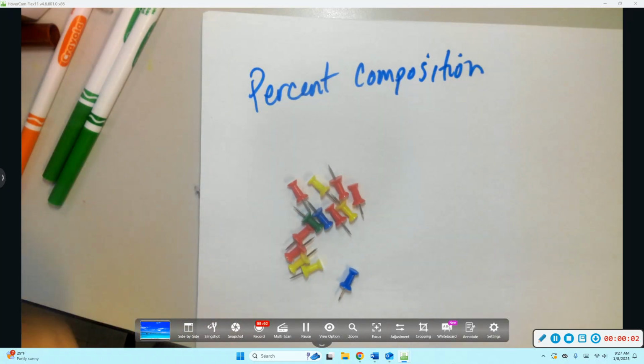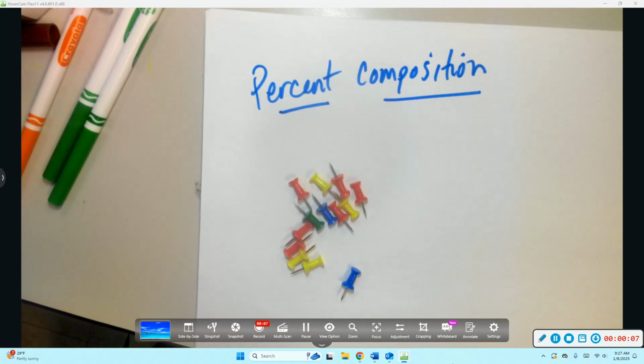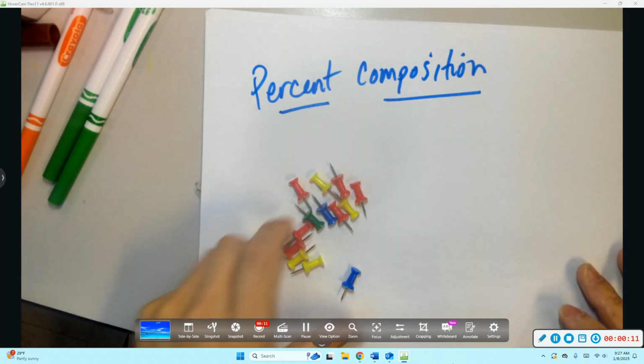Okay, new lesson here, percent composition. Percent composition is basically asking what percentage of a whole is something, right? What percentage of a whole is something. That's as simple as I can put it.